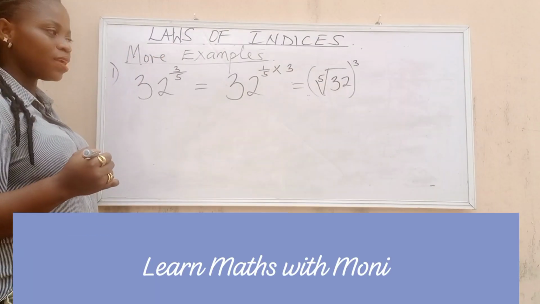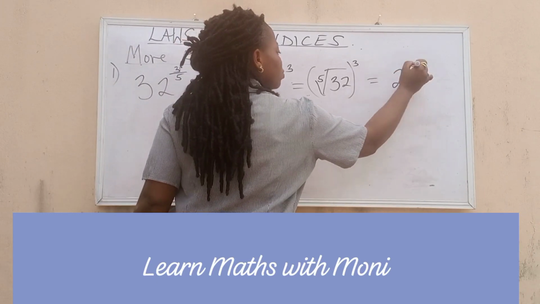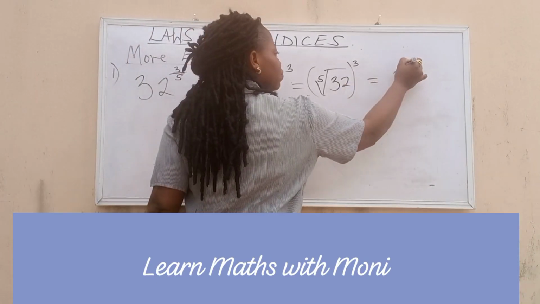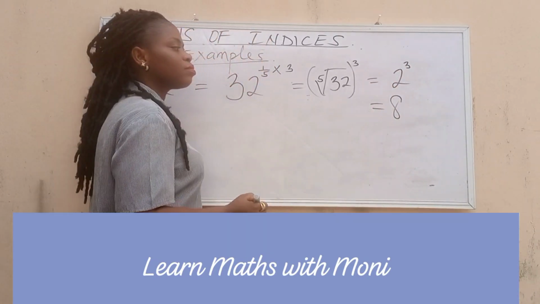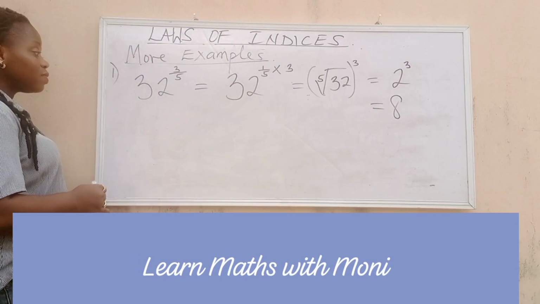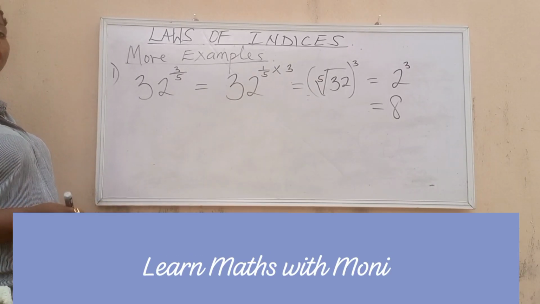Yes, I can hear you say the fifth root of 32 is 2. So I have 2 raised to the power 3. This is equal to 8. That is, 32 raised to the power 3 over 5 is equal to 8.